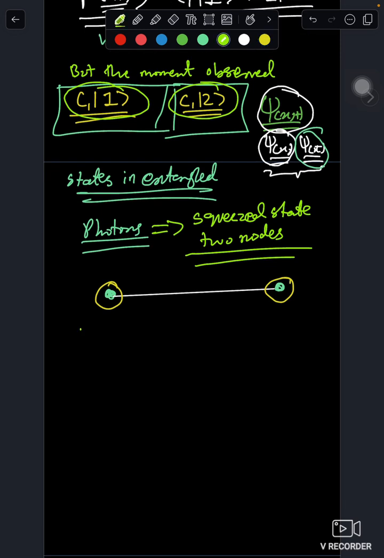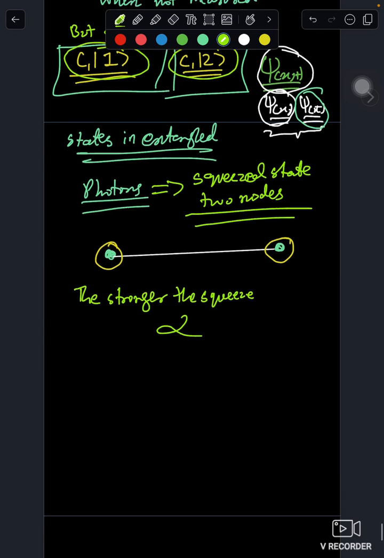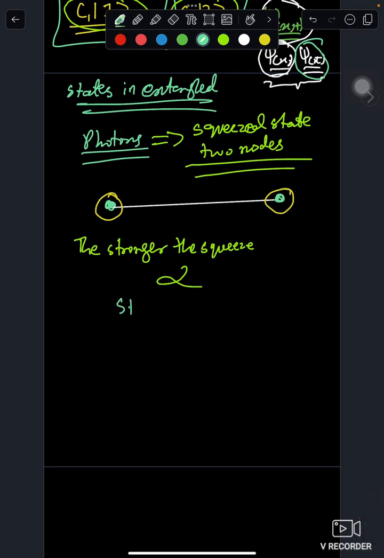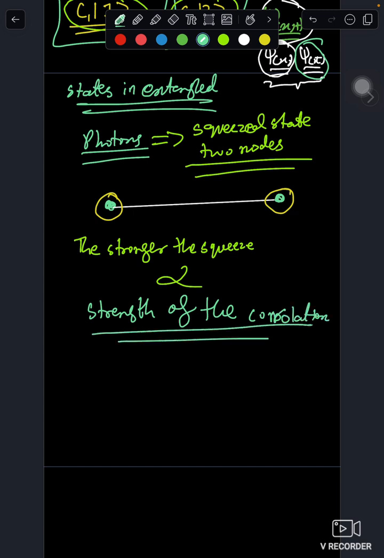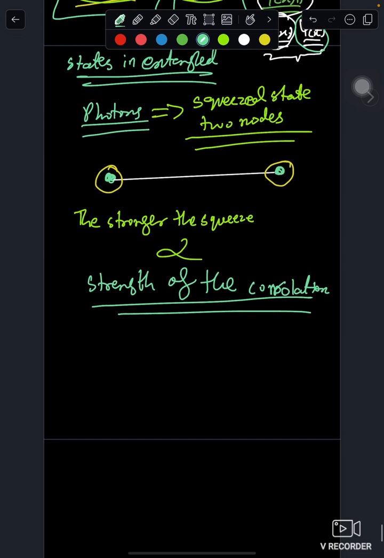And one more thing: the stronger the squeeze, the stronger the strength of the correlation, directly proportional. We call it correlation. So the correlation will increase.